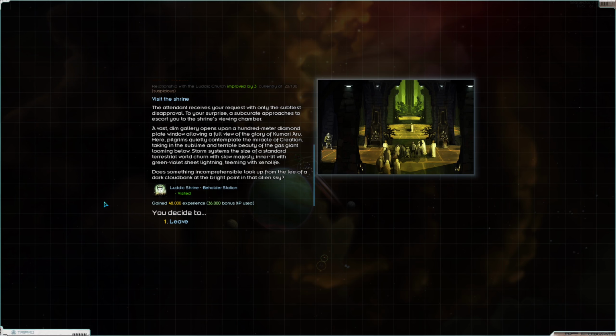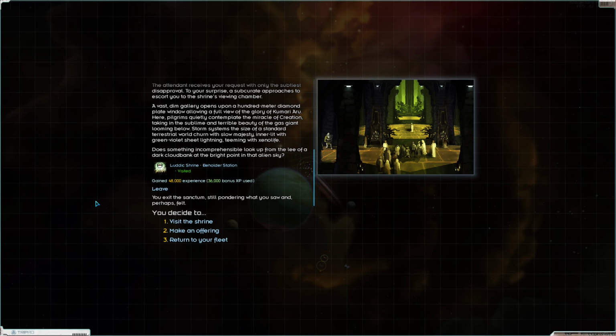The attendant receives your request with only the subtlest disapproval. To your surprise, a subcurate approaches to escort you to the shrine's viewing chamber. A vast, dim gallery opens upon a 100-meter diamond plate window, allowing a full view of the glory of Kumari Aru. Here, pilgrims quietly contemplate the miracle of creation, taking in the sublime and terrible beauty of the gas giant living below. Storm systems the size of a standard terrestrial world churn with slow majesty, interlit with green-violet sheet lightning, teeming with xenolife. Does something incomprehensible look up from the lee of a dark cloud bank at the bright point in that alien sky? You exit the sanctum, still pondering what you saw and, perhaps, felt.